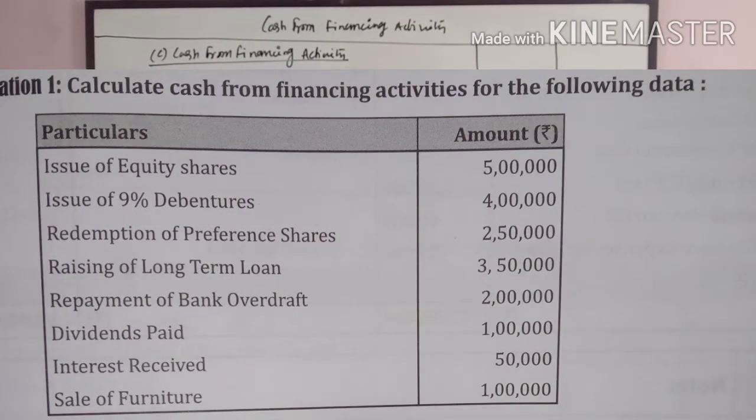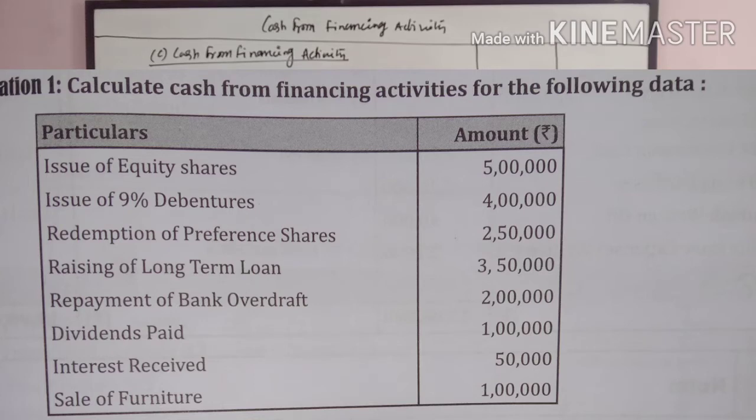Look at this problem. Calculate cash from financing activity for the following data. Issue of equity shares 5 lakhs. Issue of 9% debentures 4 lakhs. Redemption of preference shares 2 lakh 50. Raising of long-term loan 3 lakh 50. Repayment of bank overdraft 2 lakhs. Dividend paid 1 lakh. Interest received 50,000. Then sale of furniture 1 lakh.